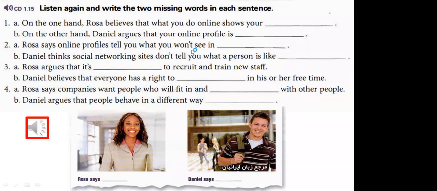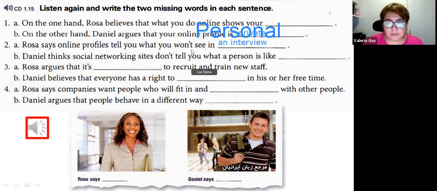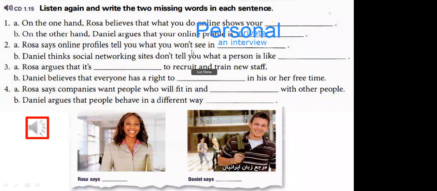What about 1B? On the other hand, Daniel argues that your online profile is? Private. Private information. Please type it. Next, number two. Rosa says online profiles tell you what you won't see in? An interview. Okay, 2B. Daniel thinks social networking sites don't tell you what a person is like. Work.